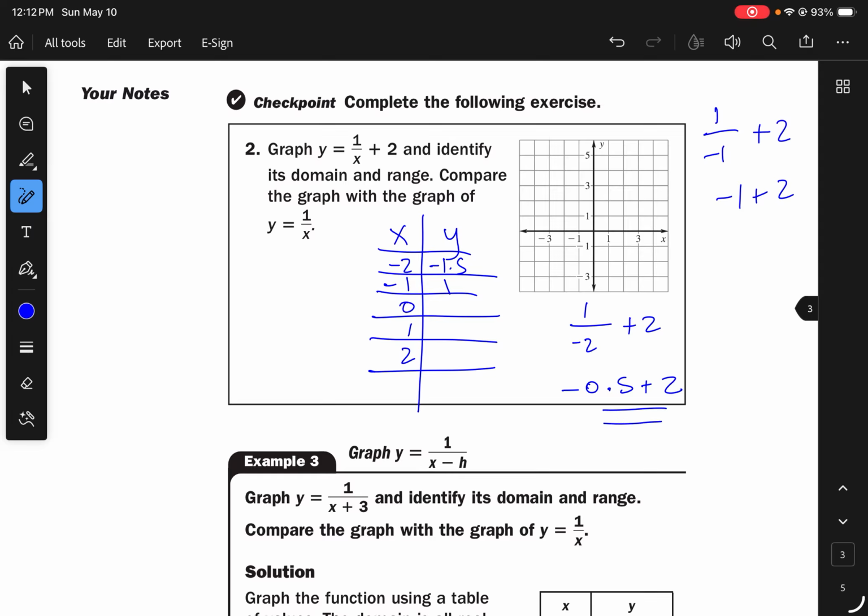Oop, I made a mistake here. Good call, and I saw that when I filled out my graph. So 1 divided by 0 can't happen, so that's going to be undefined. 1 divided by 1, plus 2, is going to be 3. 1/2 plus 2, 0.5 plus 2, is going to be 2.5. So at negative 2, I'm at 1.5. At negative 1, I'm at 1. At 0, it's undefined, so I don't quite see what's happening. At 1, I'm at 3. And at 2, I'm at 2.5.